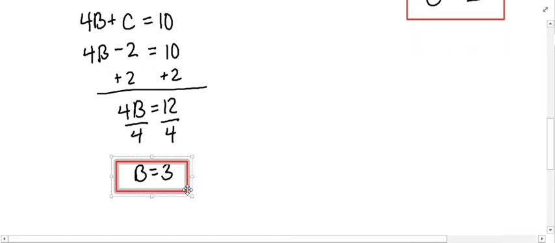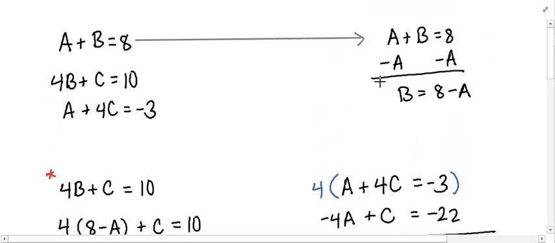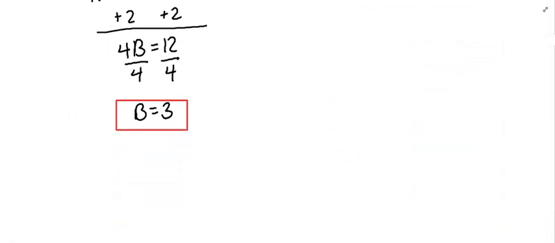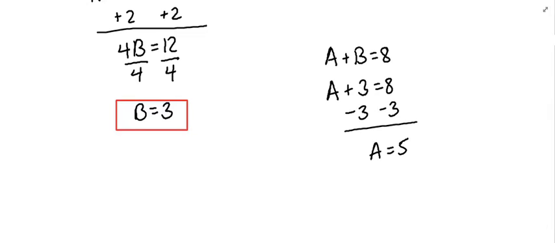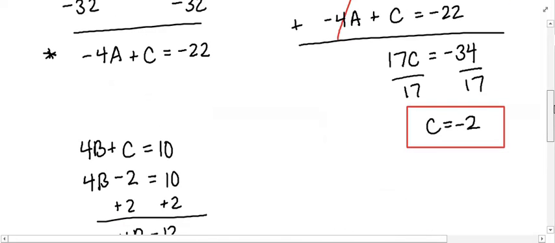Now we just have to get a. Let's go up and see what we can use. Oh, we can use this one. We know that b equals 8 minus a, or maybe better, because we just figured out what b is, we need to solve for a. We can use the fact that a plus b has to sum to 8. We know that b is 3, so a plus 3 has to equal 8. Subtract off the 3, a has to be 5. That's the last coefficient. All right, so a is 5, b is 3, and c is negative 2.